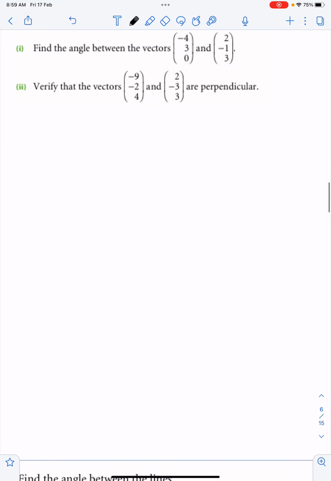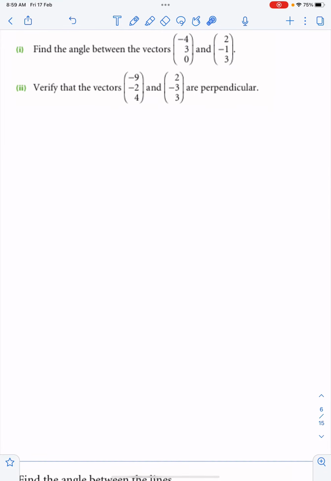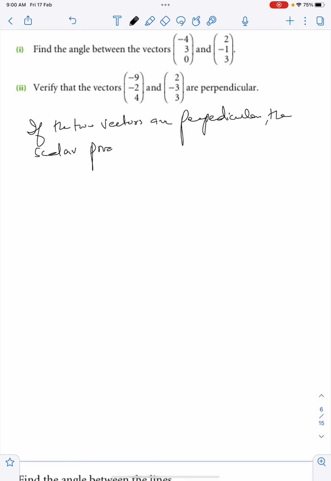Okay, let's move on to the next question. I'm doing the second question here. Verify that the vectors this and this are perpendicular. If the vectors are perpendicular, the dot product is going to be 0. That is what we have just learned. If the two vectors are perpendicular, the scalar product, you can even call it the dot product, is going to be 0.